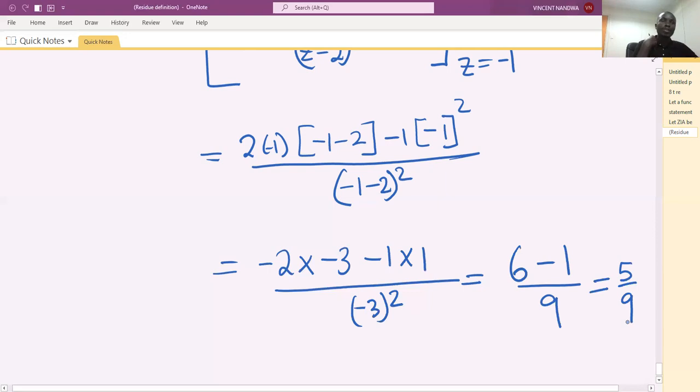So therefore, the residue at the double pole for this particular function is 5 over 9. So that's the solution. Thank you.